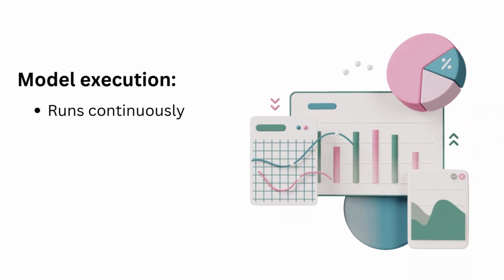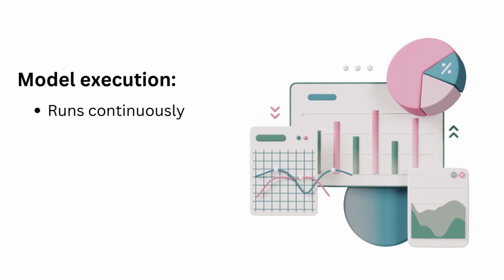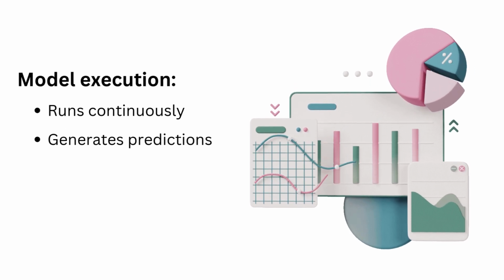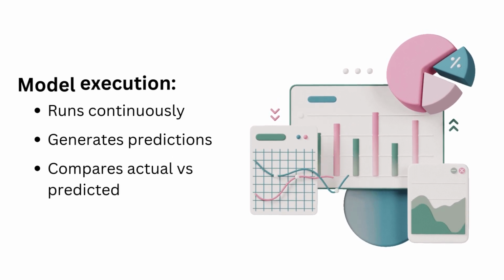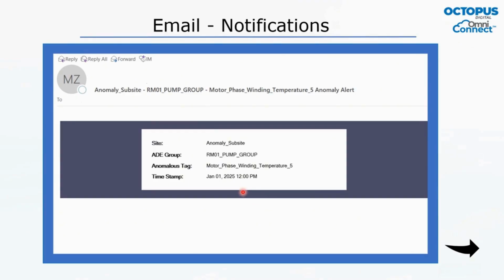Once trained, the models move into execution. ADE continuously evaluates each new data point, generates predicted values, and compares them to actual readings to detect anomalies. During execution, OmniConnect notified me of an anomaly in the model winding temperature 05. Notifications ensure teams receive meaningful events quickly. Now, let's review model results.